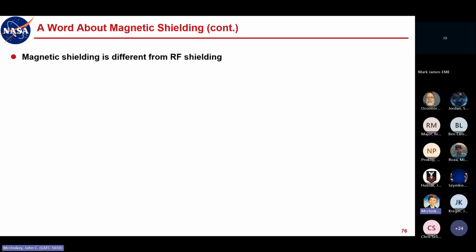So magnetic shielding is a bit different from RF shielding. It's got many nuances, and it can be rather invasive and expensive. Certainly if you're dealing with it late in the game, and it's generally for low frequency.